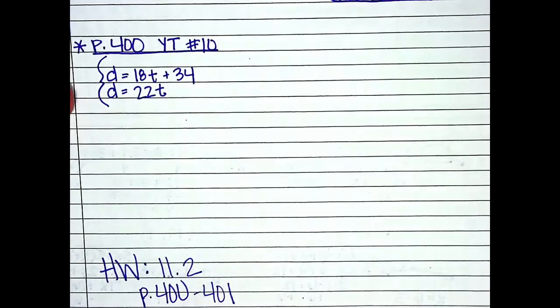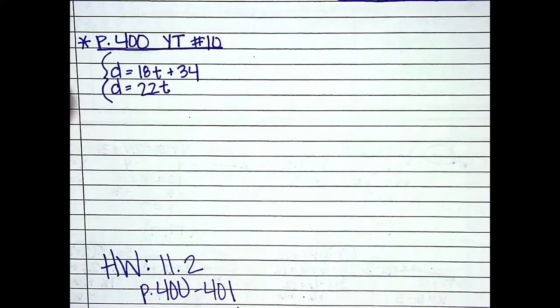Okay, my last example for you is from page 400. It's your turn, number 10. And it says, a boat travels at a rate of 18 kilometers per hour from its port. A second boat is 34 kilometers behind the first boat when it starts traveling in the same direction at a rate of 22 kilometers per hour to the same port.